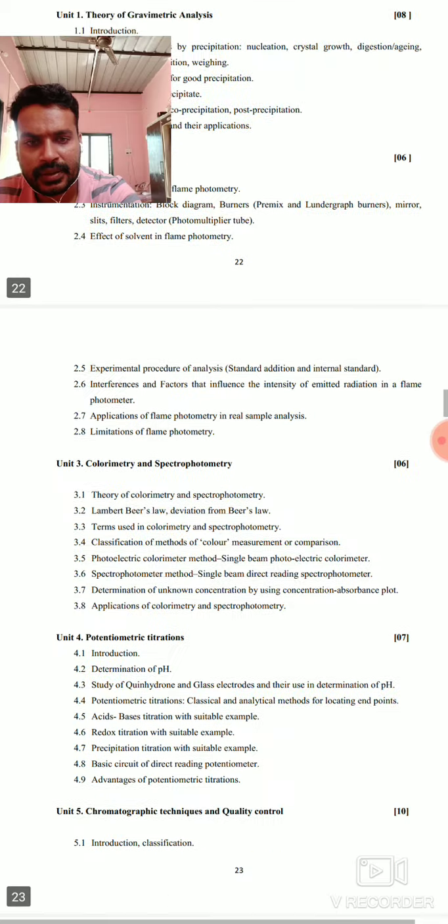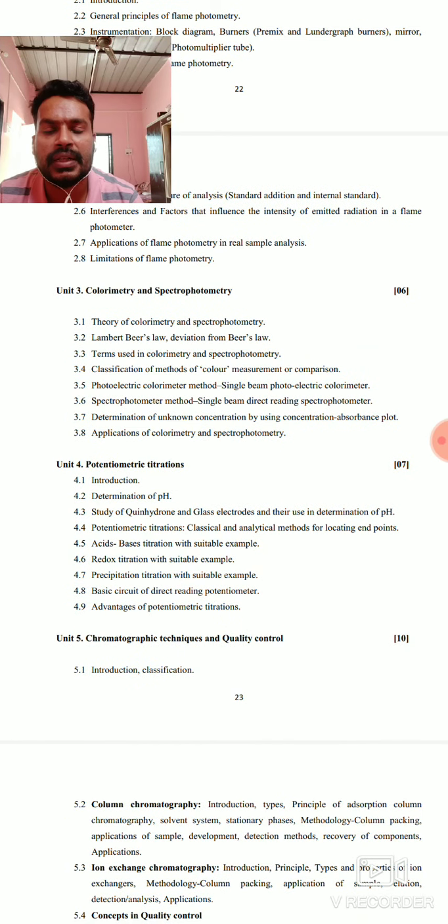Here in this topic, which has a weightage of 6 lectures, we will discuss the theory of colorimetry and spectrophotometry, Lambert's law, deviation from Beer's law, means under which condition Beer's law shows deviation, different terms used in colorimetry and spectrophotometry, photoelectric colorimeter method, single beam photoelectric colorimeter, spectrophotometer method, single beam direct reading spectrophotometer, determination of unknown concentration by using a concentration absorbance plot, and application of colorimetry and spectrophotometry.